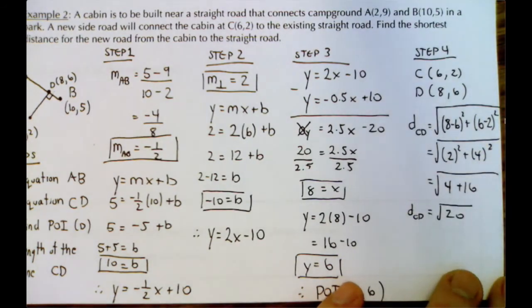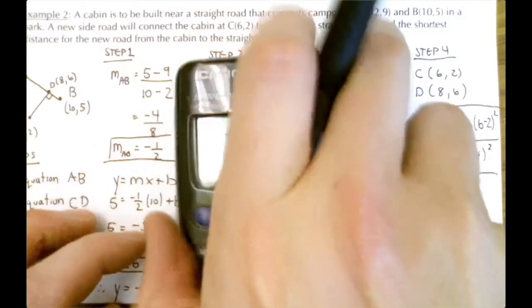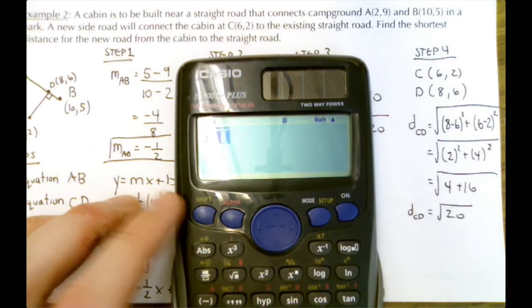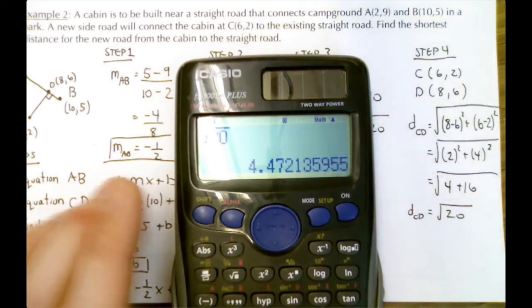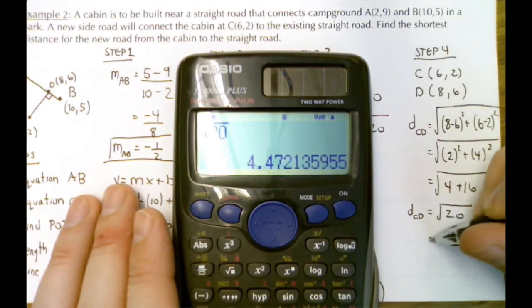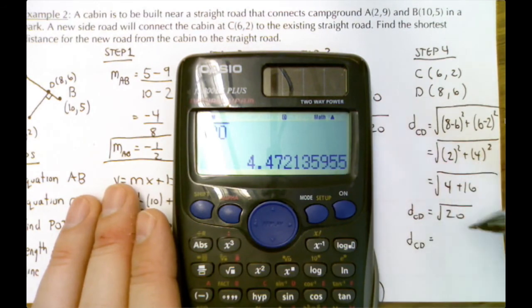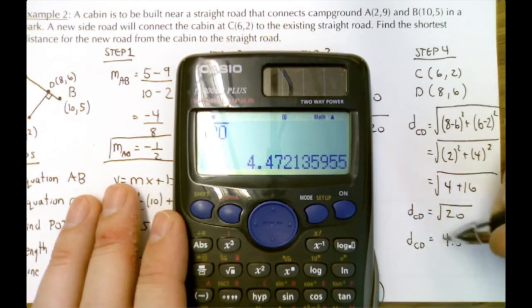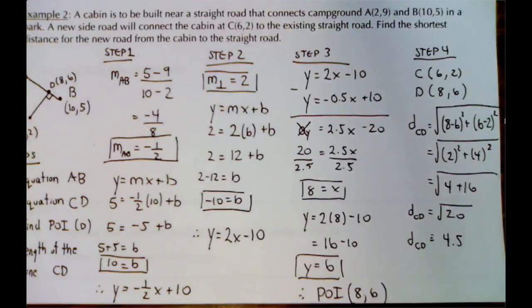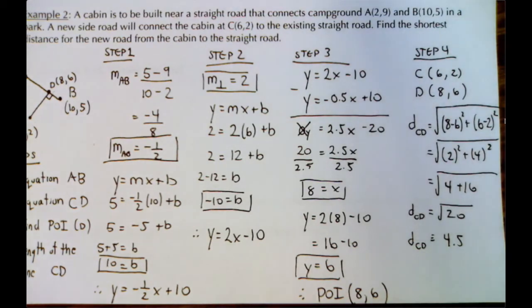And that's a nice exact answer. If you want the decimal, we do square root of 20. We get 4.47, and we'll round that to one decimal place and call it 4.5. And does it say kilometers? It doesn't say any units in the question, so we can just leave it as 4.5.